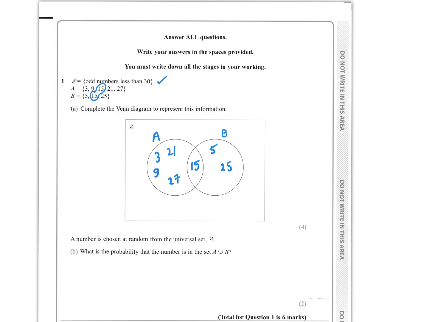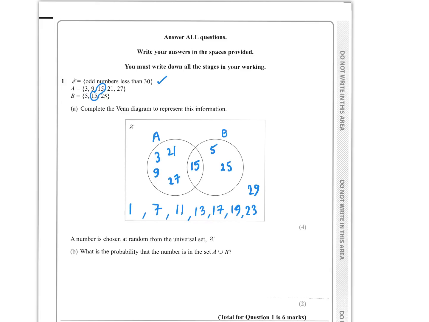So 1's not in either A or B, so 1, and then 3 has already been given, so is 5, we don't have 7, 9 we do, but no 11, no 13, we have 15, there's no 17, or 19, or 21. Oh yes, sorry, we do have 21 here, so that was a mistake. So we have 23 and 29 left. So that's the completion of the Venn diagram.